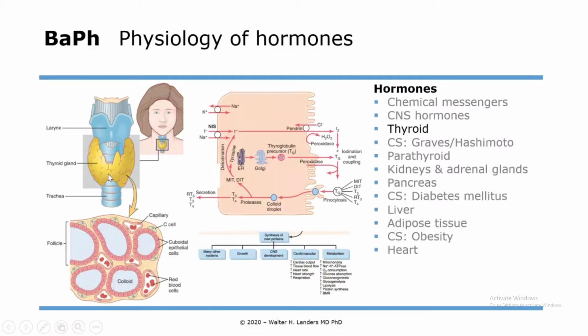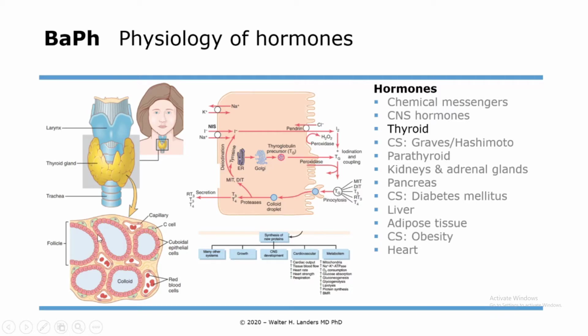And it consists of, as you can see, follicles, which are kind of sacs where hormones are stored. And outside of these, you can find capillaries and connective tissue. And that's what this consists of.